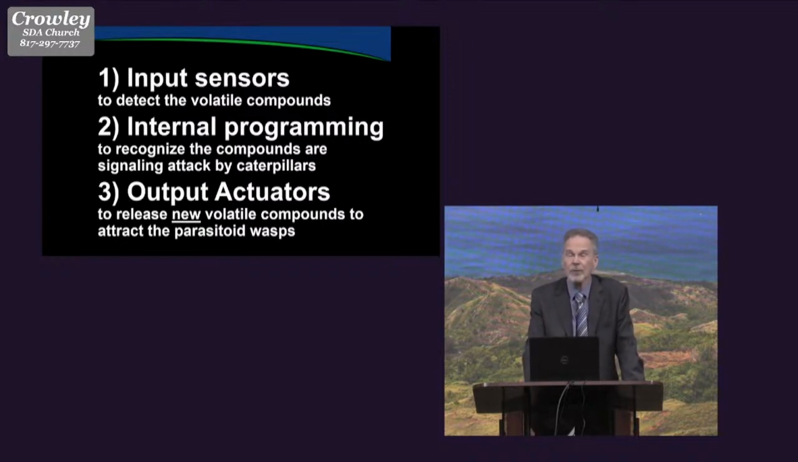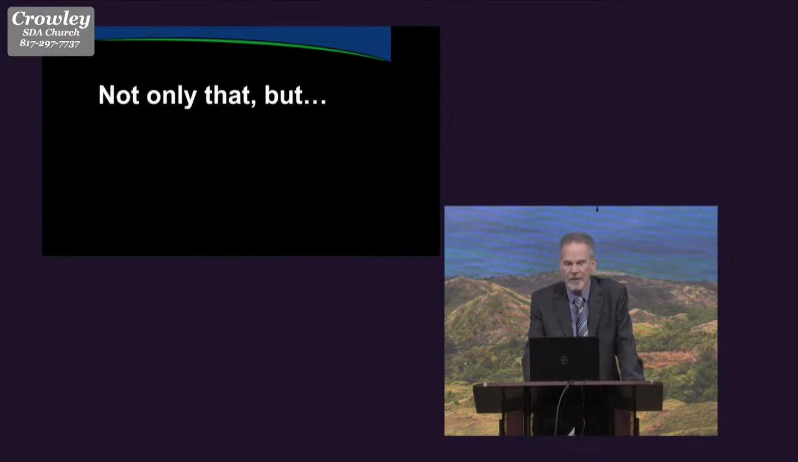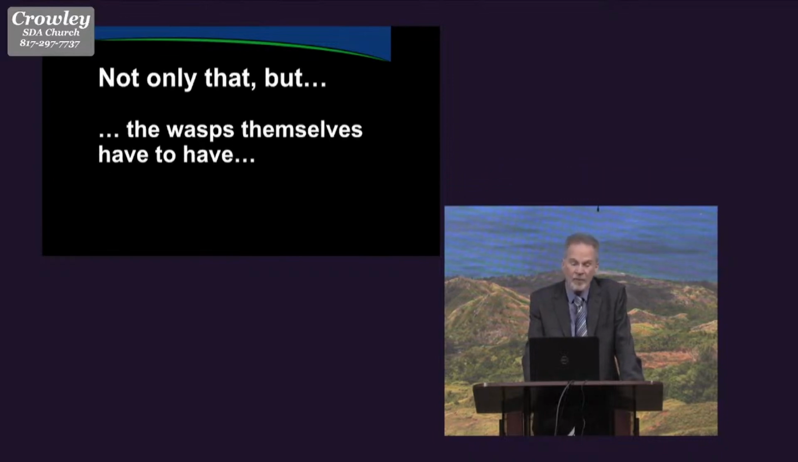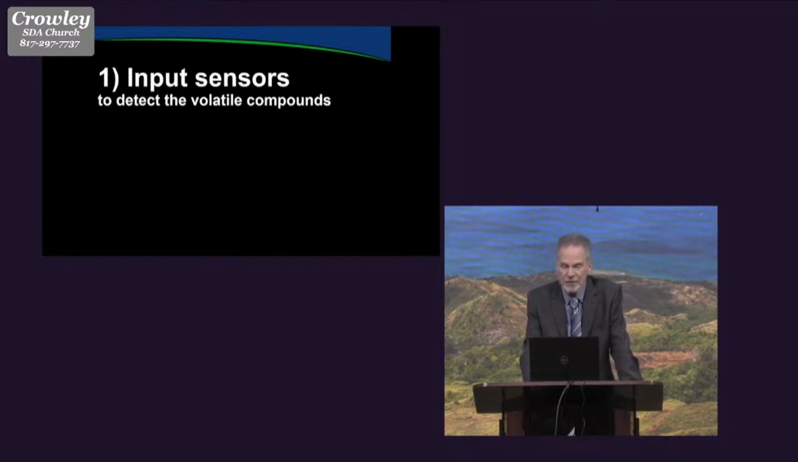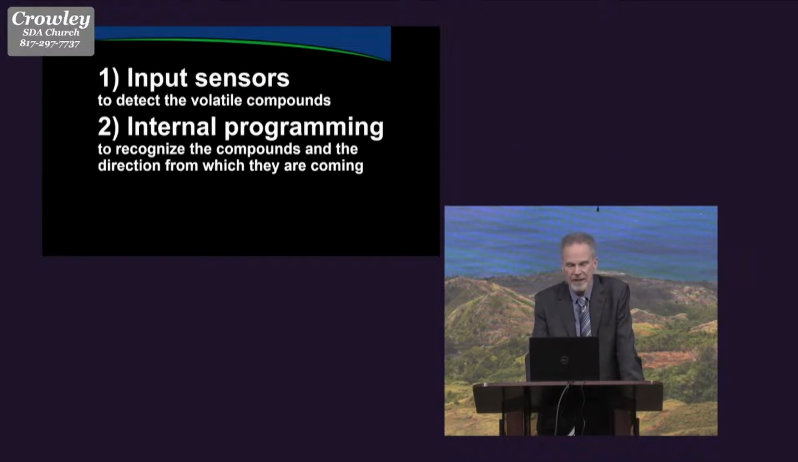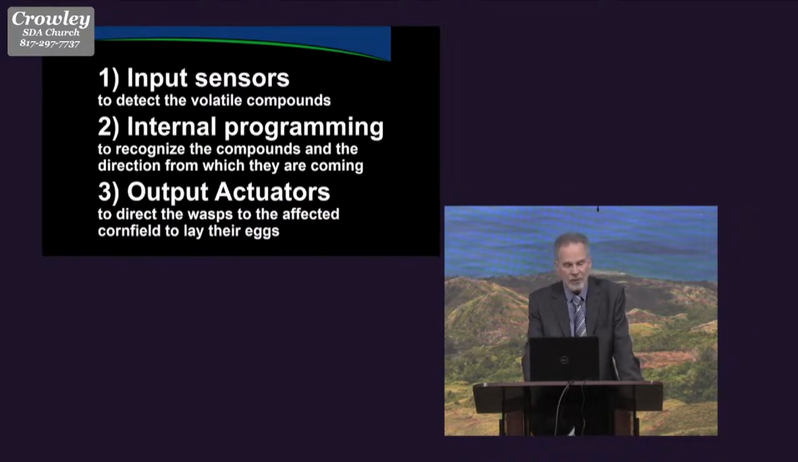No, it is a 3-stage organic pest control system, because not only that, but the wasps themselves have to have input sensors to detect the volatile compounds. They need to have internal programming to recognize the compounds and the direction from which they're coming, and output actuators to direct the wasps to the affected cornfield to lay their eggs. A 3-stage organic pest control system.